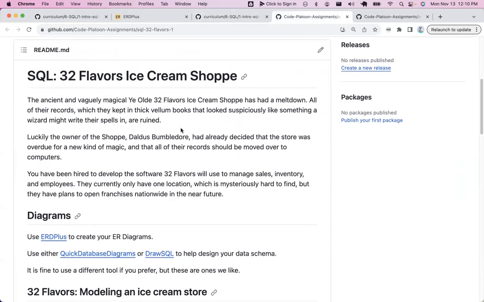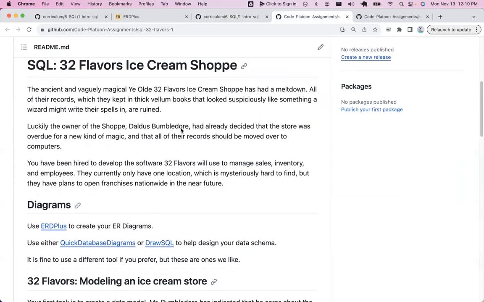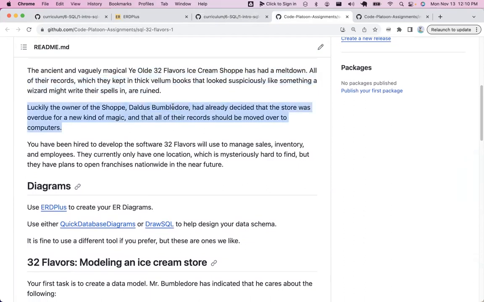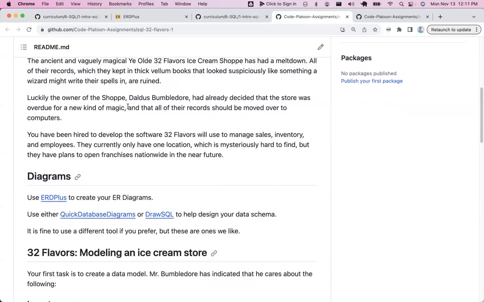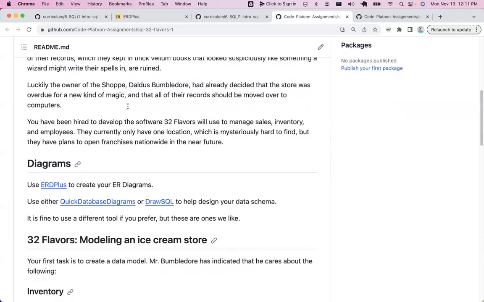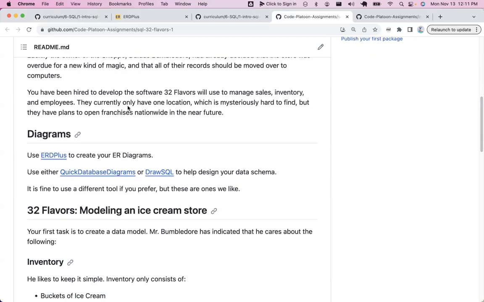And more interestingly, I have a more open-ended task for you all. And this is an assignment we're going to be returning to throughout the week. There's an ice cream store, 32 flavors. And it's had a meltdown and all the records are gone. And the records were in books. But the owner of the store, whose name is Daldis Bumbledore, so there's a little bit of a theme going on here, has decided we want to use computers, and they've decided to hire you to build the system, specifically the database and the data model for sales and inventory and employees.